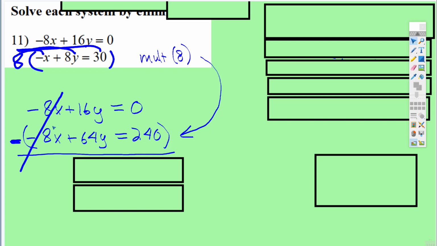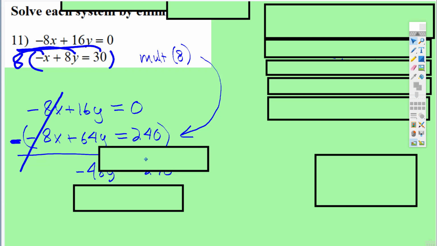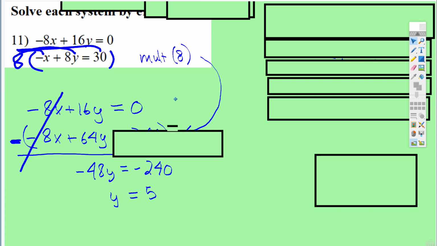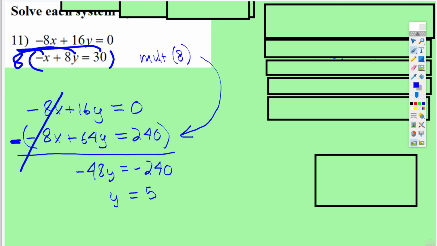And then 16y subtract 64y is negative 48y. And then 0 subtract 240 is negative 240. And then we're just going to divide both sides by negative 48. And we see that y is equal to 5.